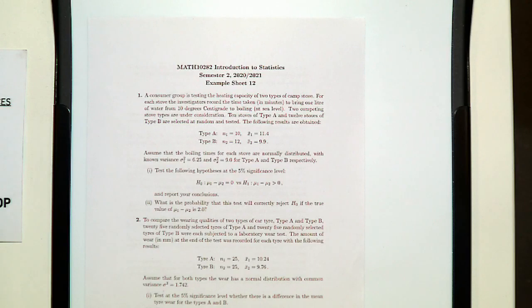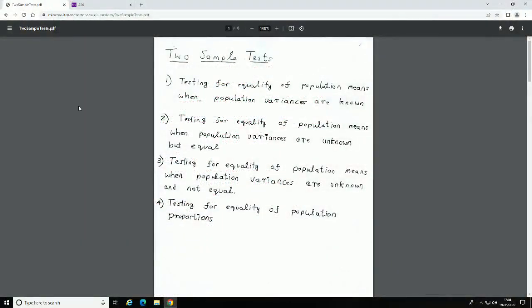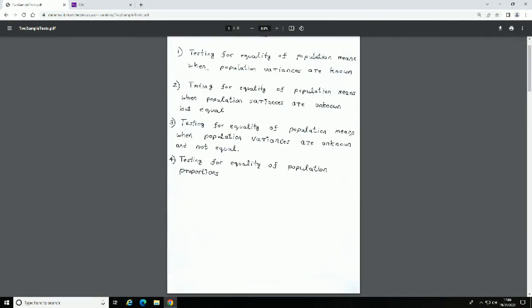So this exercise sheet is on two sample tests, which we covered about 2 weeks ago. So you should go to the course website. You should go to week 10. You will see the stuff that we covered. So let me show you. This is the stuff that we covered about 2 weeks ago on two sample tests.